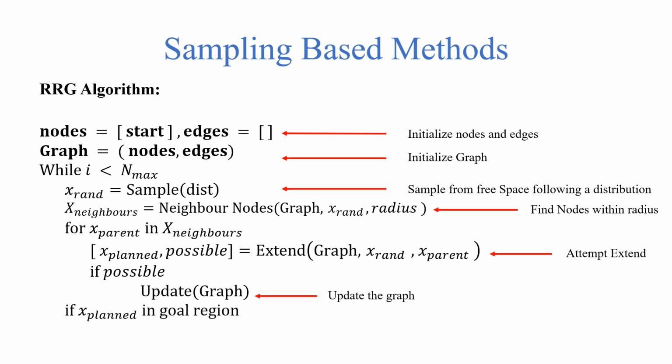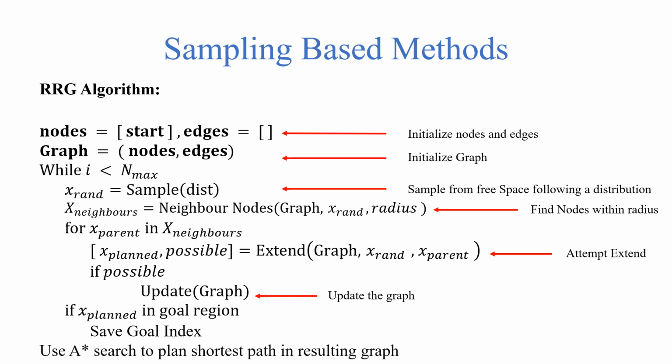And finally, if this X planned was in the goal region, we're going to save the goal index and keep the algorithm running for n max iterations. Finally, we're going to use A-star search to plan a shortest path in the resulting graph, using the goal index just to indicate which node we're desiring to reach.